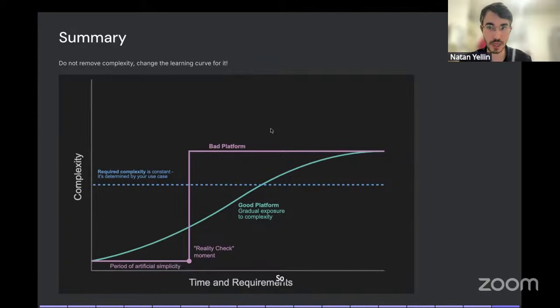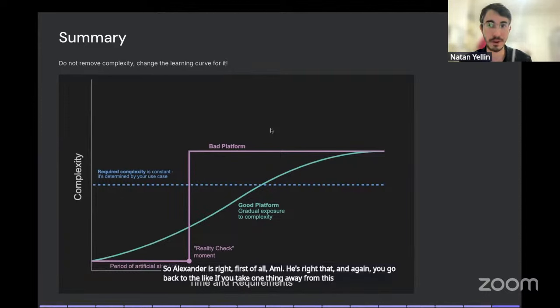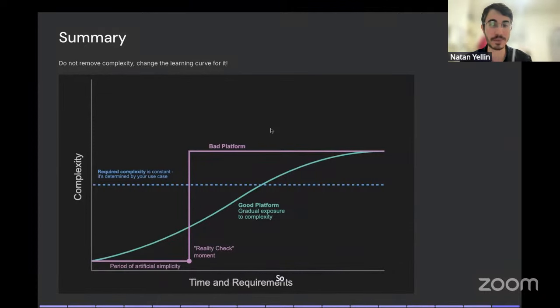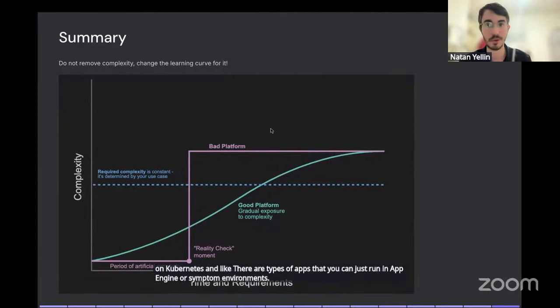So Alexander is right, first of all. And again, if you take one thing away from this talk, it's that you should think about the requirements first, right? The complexity and what you need from the platform comes from the requirements. So he's absolutely correct on that. And not everything should fit on Kubernetes. There are types of apps that you can just run on App Engine or simpler environments. There are types of apps that have all sorts of stateful needs and they don't belong on Kubernetes.